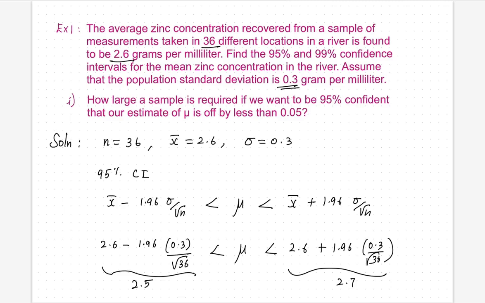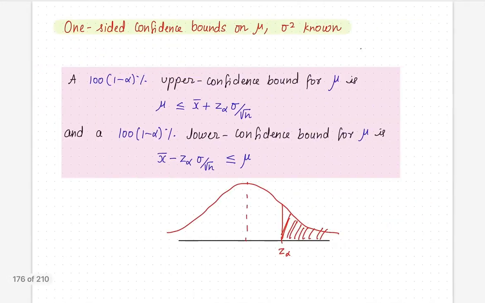That's quite interesting, right? Similarly, to find the 99% confidence interval, in place of 1.96 we need to put 2.58, I guess. Yeah, and you can see that the length of the interval increases, but confidence also increases in that case. Okay, and that's it. We can also define one-sided confidence intervals.